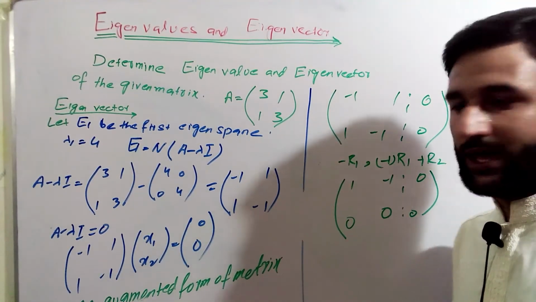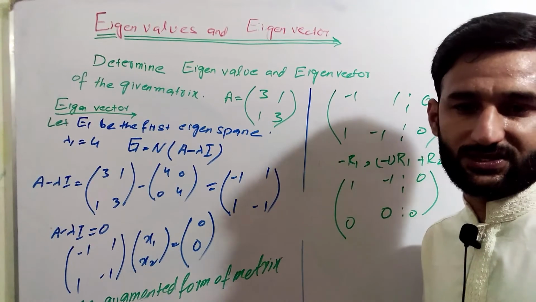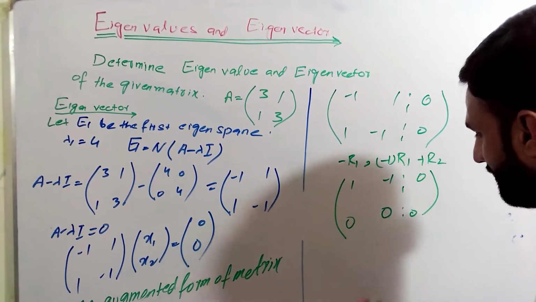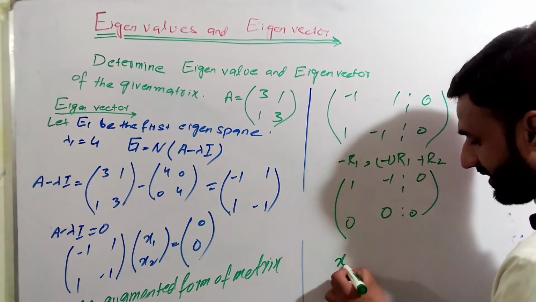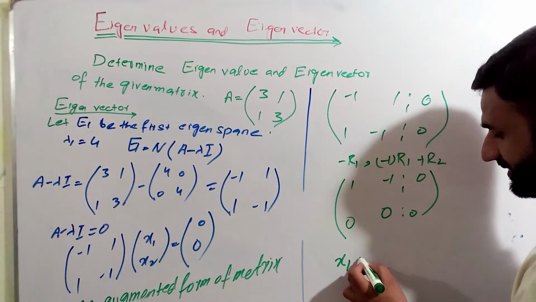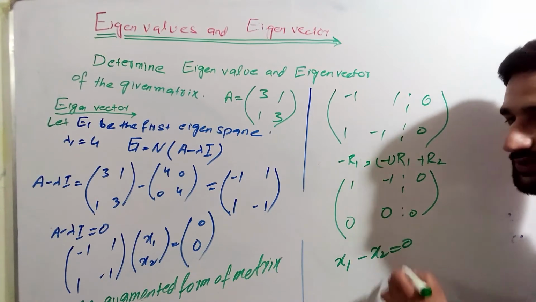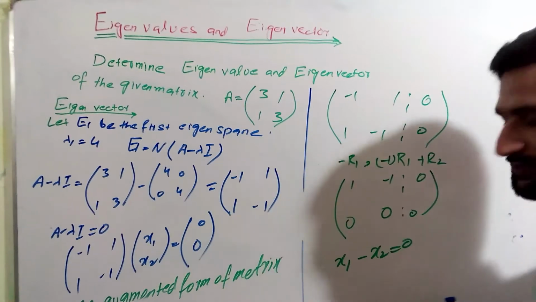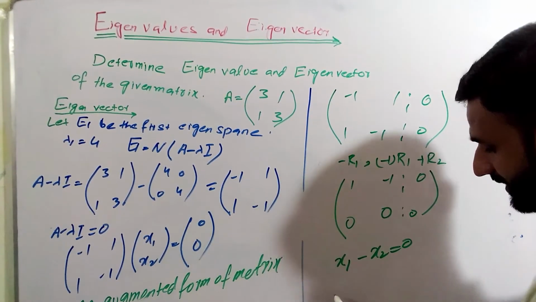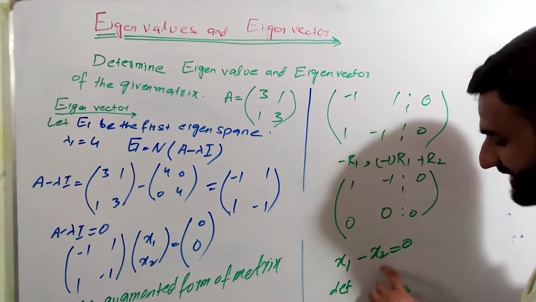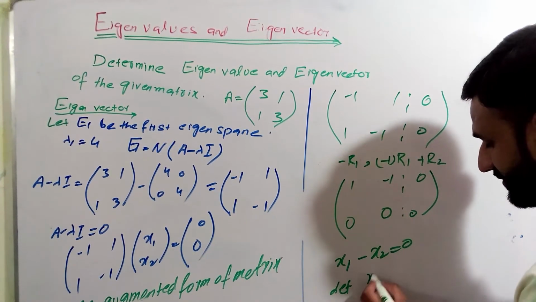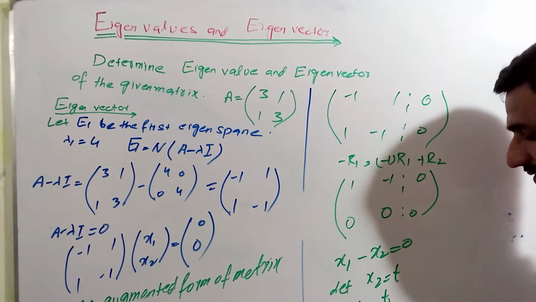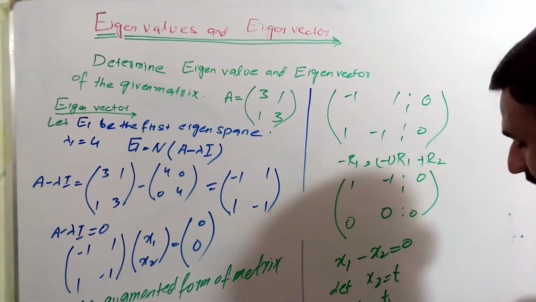If you notice, here is x1 and minus x2. So the first step is to multiply on both sides, and we have obtained the matrix like this way, x1 minus x2 is equal to 0. For example, x2 is a free variable, x2 is equal to t, and we have obtained x1 is equal to t. Right, so this is the process.